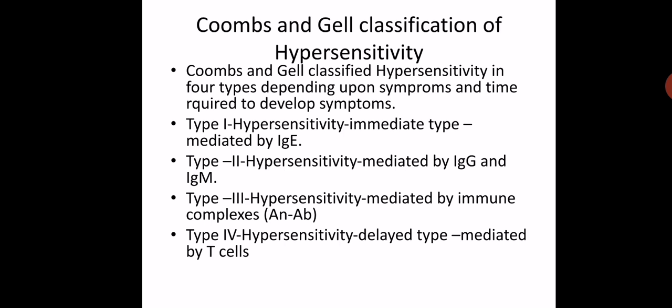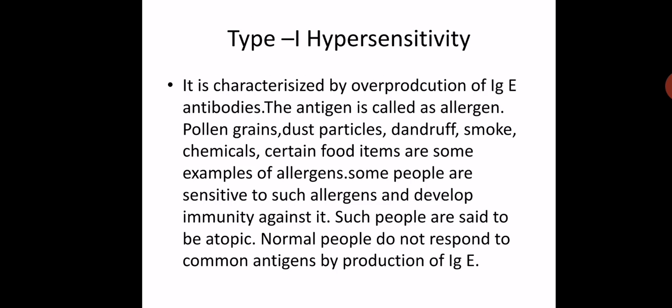Where the T lymphocytic cells are present, some time period is required to develop the symptoms of the reaction, and therefore it is said to be a delayed type of reaction. Now we will discuss with examples what the mechanism behind the hypersensitivity reaction is. So type 1 we will discuss first.